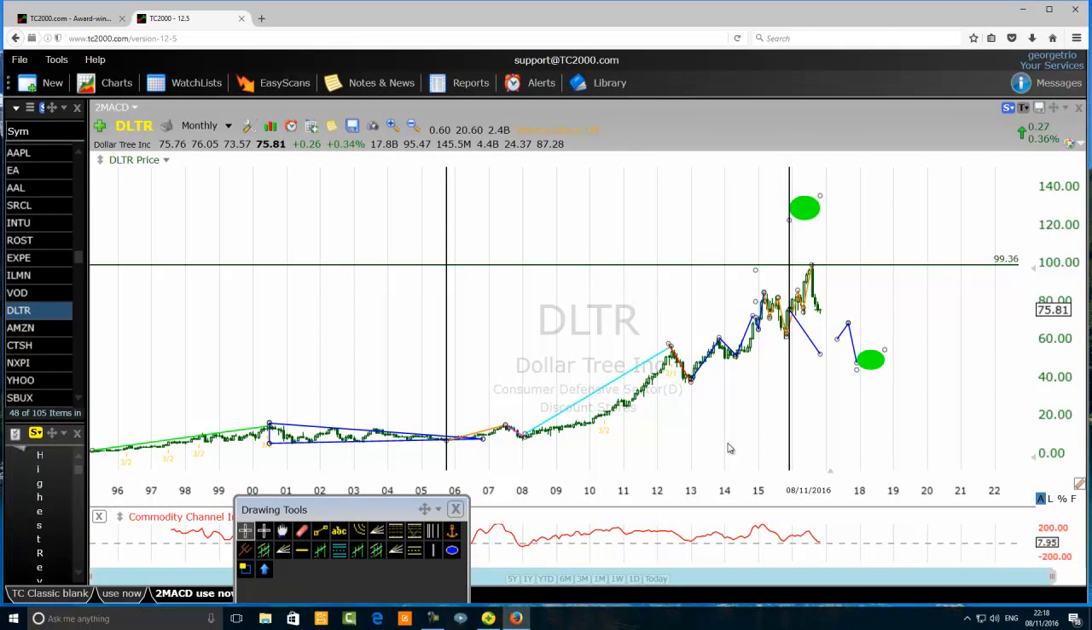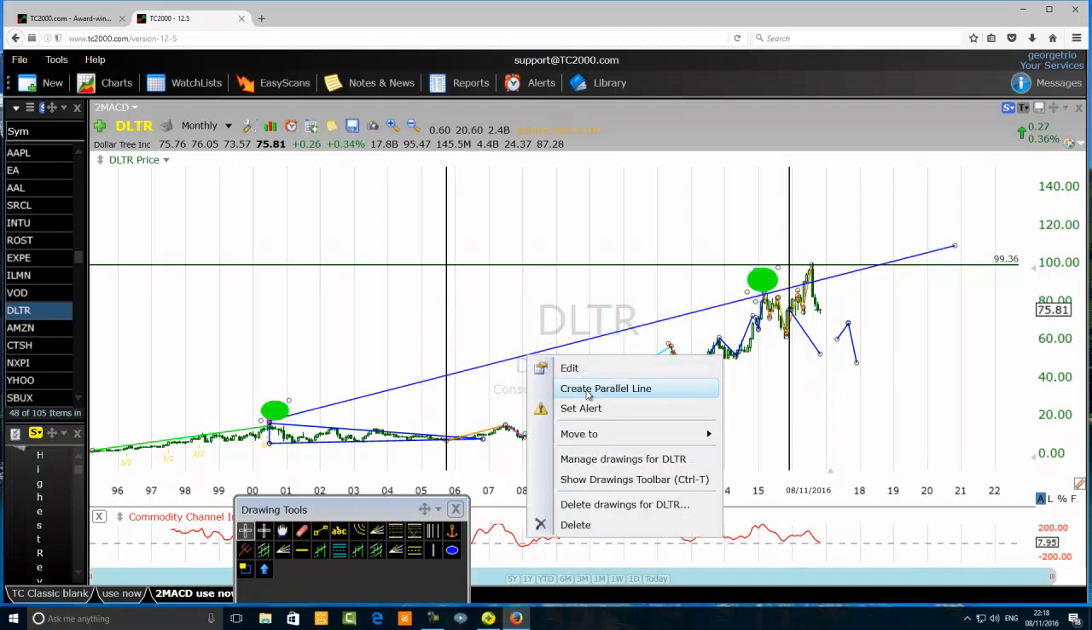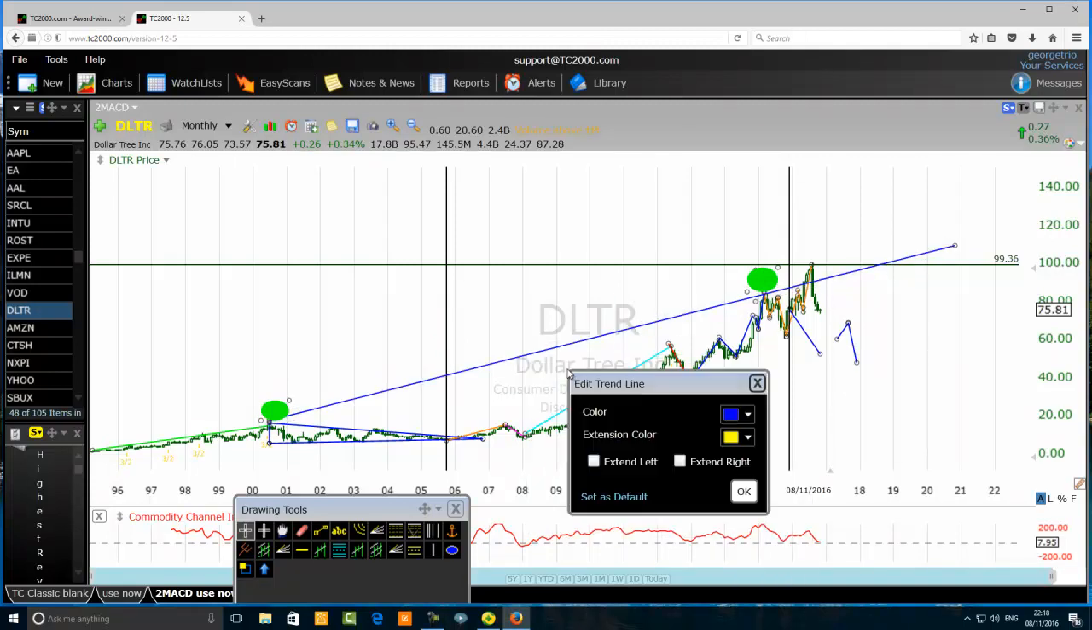Do you remember? I will do it now, and next time I will do it again. We join the high. You remember the high of the first wave and the high of the third wave. So this is the high of the third Elliott wave. This is the high of the first wave. We connect it, we draw the first line. Are you getting it?